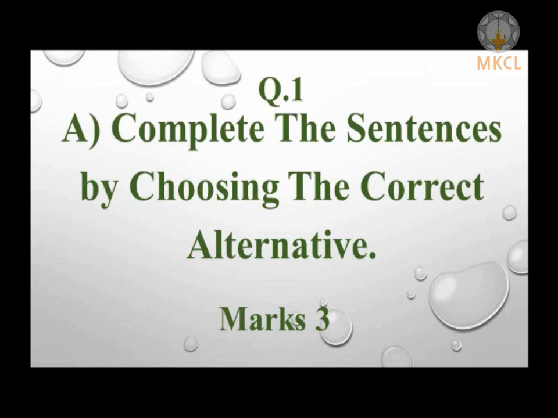Now let us see how to solve the paper. Question number 1: Complete the sentences by choosing the correct alternative. The marks are 3. How to answer it so that you get full marks? Now this question has 3 alternatives, and the alternatives will be almost the same shade, so it is very difficult to choose the correct one.